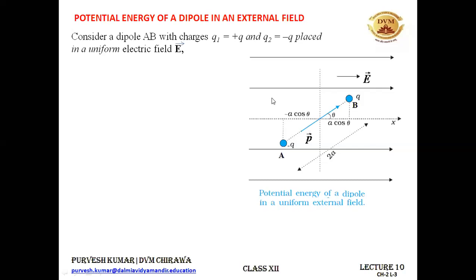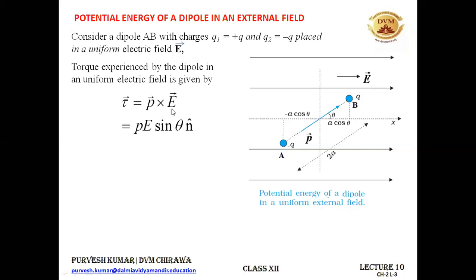We need to derive the potential energy expression for this dipole when it is kept in an external electric field. We know that when we place a dipole in an external electric field, it begins to rotate. Why so? Because a torque will act on the dipole, and the value for that torque we have found out, and it comes out to be P cross E, where P is the dipole moment vector. This is the dipole moment vector from minus Q to plus Q. So the torque experienced by the dipole when it is placed in an external uniform electric field is given by tau equal to P cross E.